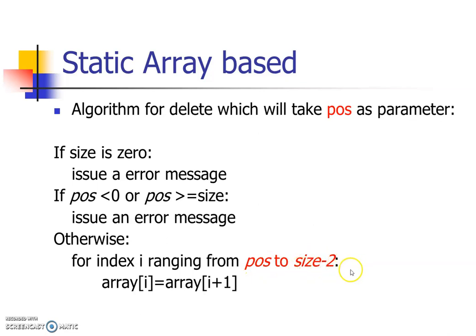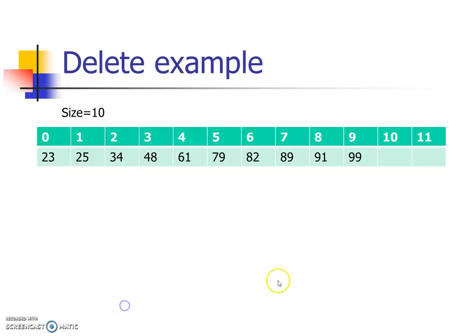Why size minus 2? Because the last location originally is size minus 1. After we delete one more location, it will become size minus 2. While we're doing that, we simply put the value in the next location into the i location that we are looking at, and then in the end, remember to do the size minus minus so that you will be able to have the correct size check.